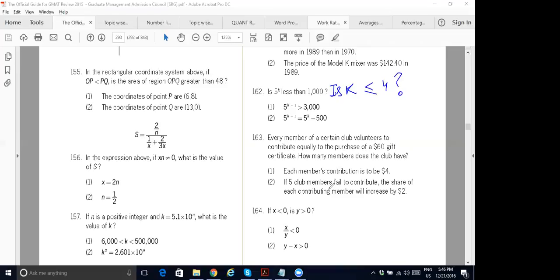But actually, no, one second. 5 to the k is greater than... Actually, k could have any value in this, right? Because any value greater than... k could be equal to 4, 5, 6. Correct. And then statement 2 says that 5 to the k over 5 is equal to 5 to the k minus 500.